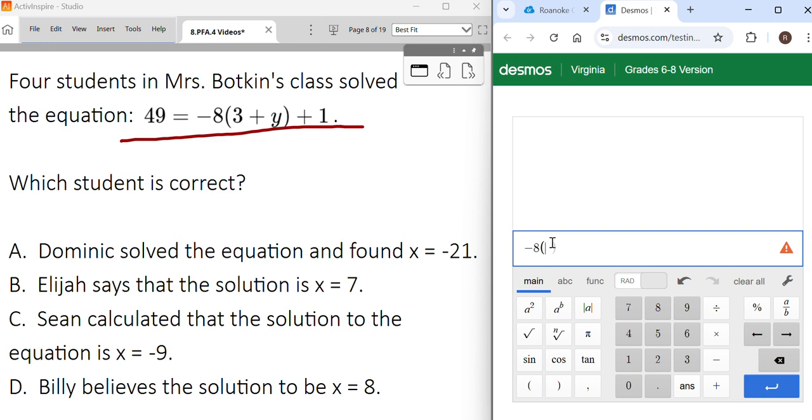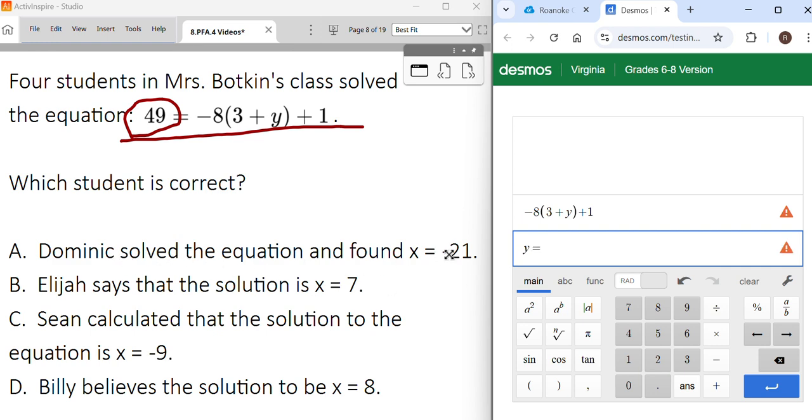Negative 8x, parentheses 3 plus, excuse me, that wasn't negative 8x, it was just negative 8, parentheses 3 plus y, close your parentheses, plus 1, okay? And by the way the equation is written, we know we want that to equal negative 49. So that's what we're looking for. Your variable is y, so make sure to use y equals.